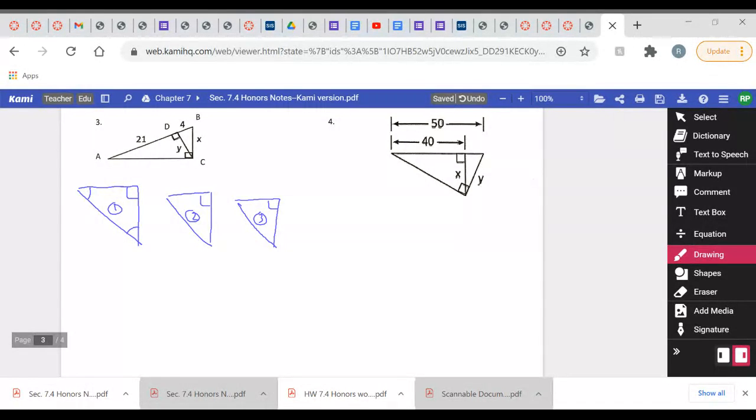I guess it doesn't matter where you put the 2 mark and 1 mark. The way I have it in the notes that I posted online is I put the 2 mark up here. So it doesn't really matter. You just want to stay consistent.